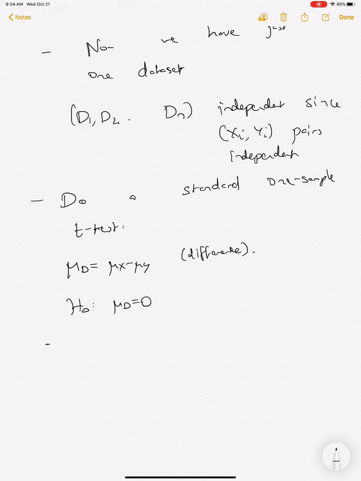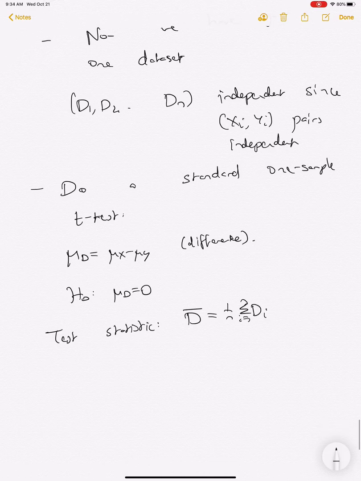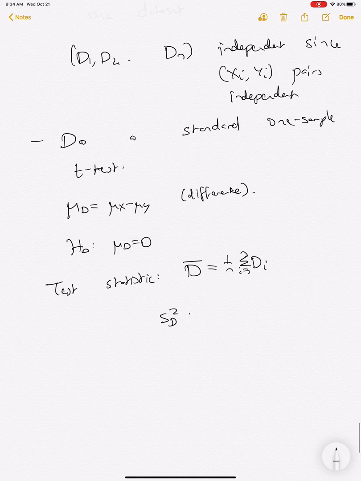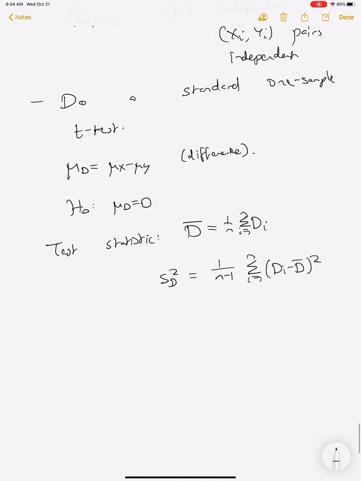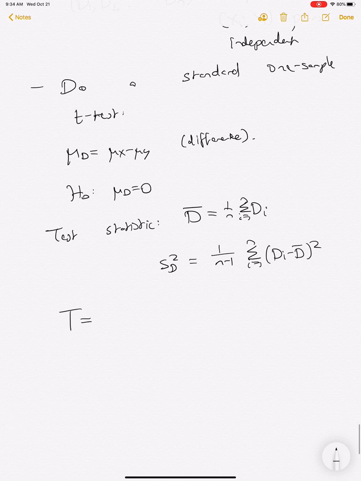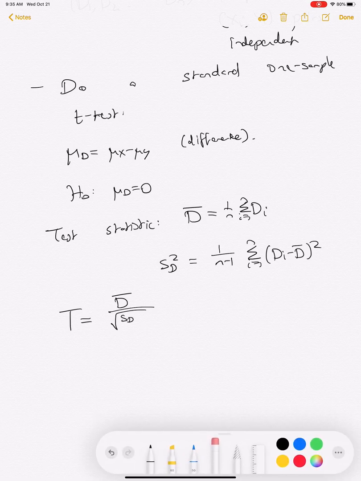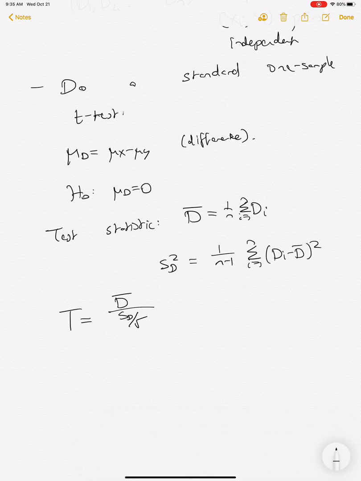And then we can use our test statistic d bar, which is 1 over n summation i equals 1 to n di. And then we also have that sd squared is just 1 over n minus 1 summation i equals 1 to n of di minus d bar squared. And so you can do a standard t-test. So if you let t equal d bar over sd over square root of n.